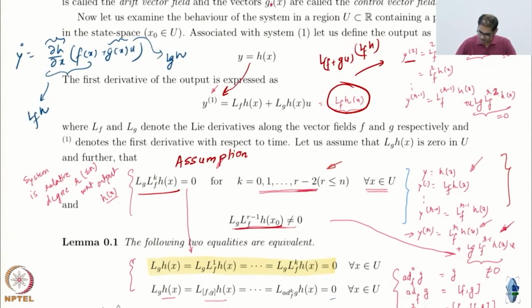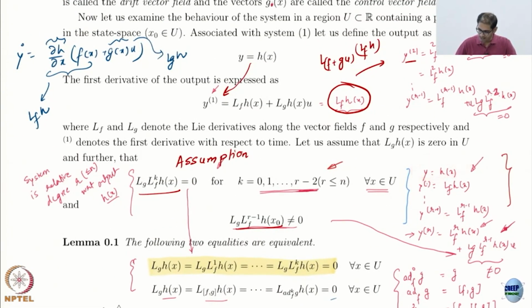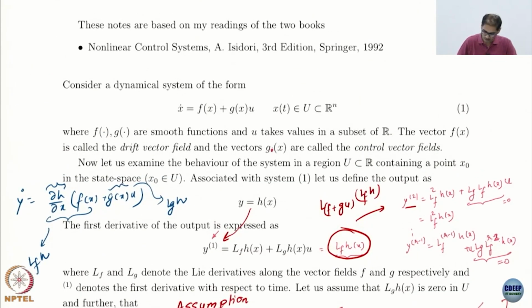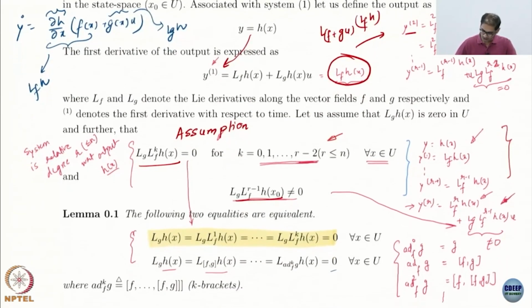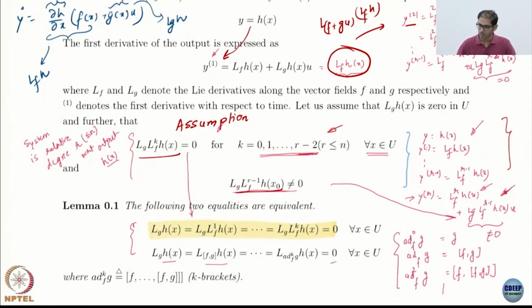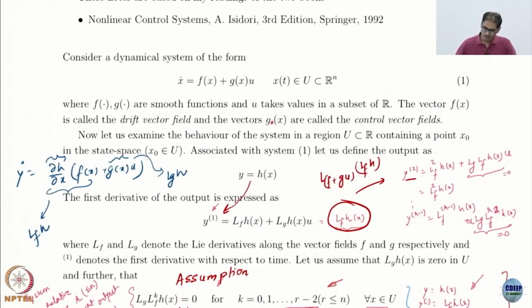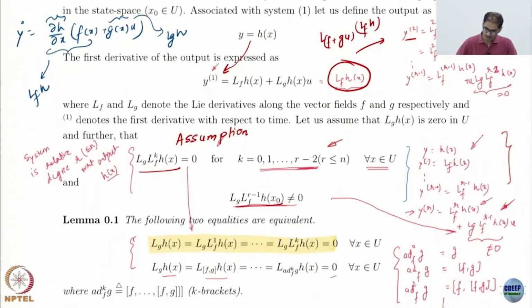And that's what happens. You have y is h, and then you have the first derivative as L_F h, if you assume that L_G h is 0. Similarly, the second derivative becomes L_F squared h if you assume that L_G L_F h is 0, and so on and so forth. And this does happen because you assumed relative degree r. So this happens until k equal to r minus 2. After that you get something non-zero.